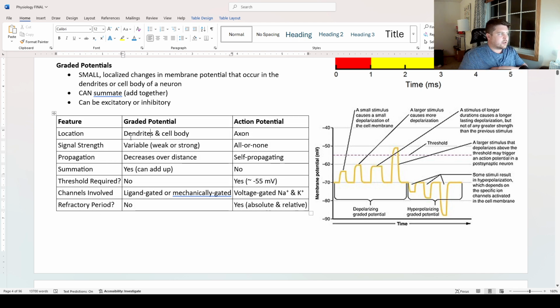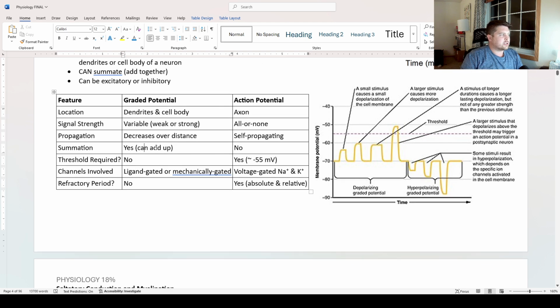So graded potentials are in the dendrites and the cell body. Action potentials are what go down the axon of the nerve. Graded potentials can be weak or strong, but action potentials are all or nothing, always the same strength. Graded potentials decrease over distance, whereas the action potential stays consistent all the way down. Graded potentials can add up, action potentials cannot. Graded potentials do not require a threshold, action potentials do.